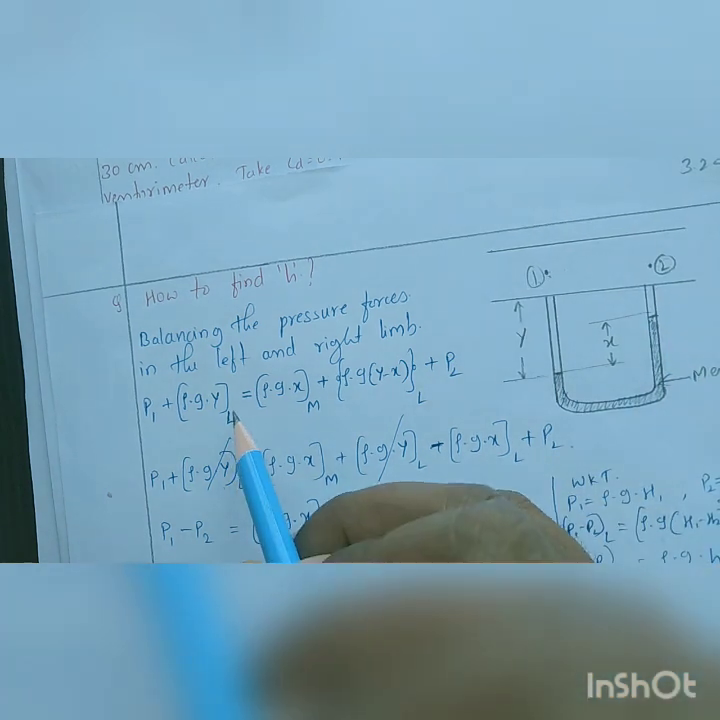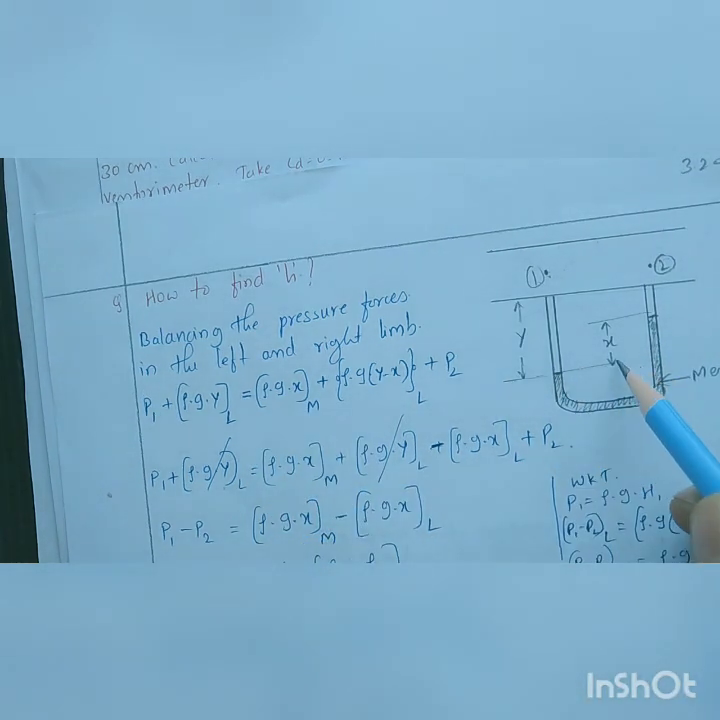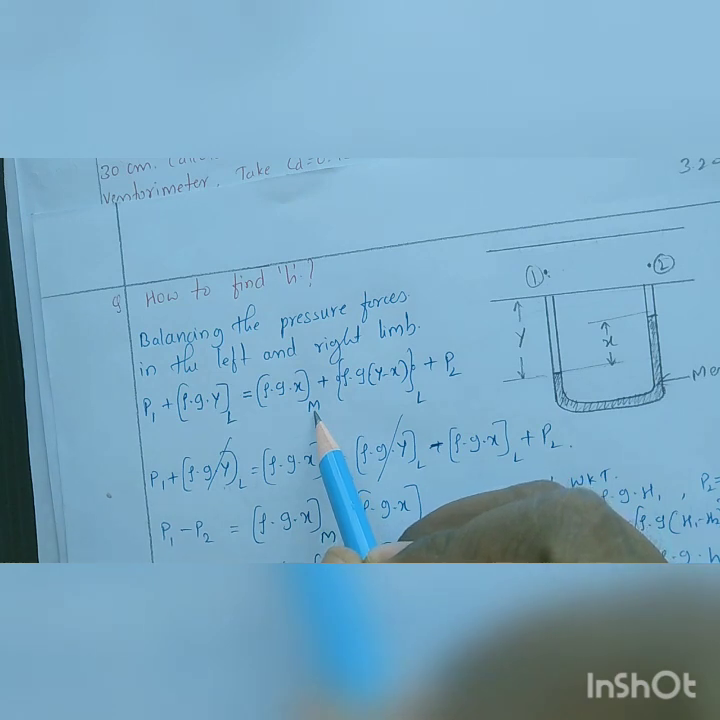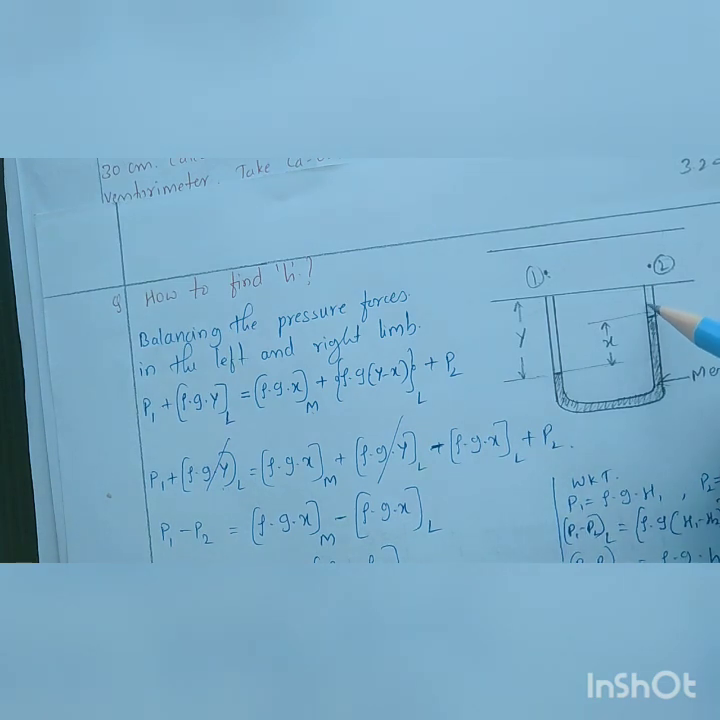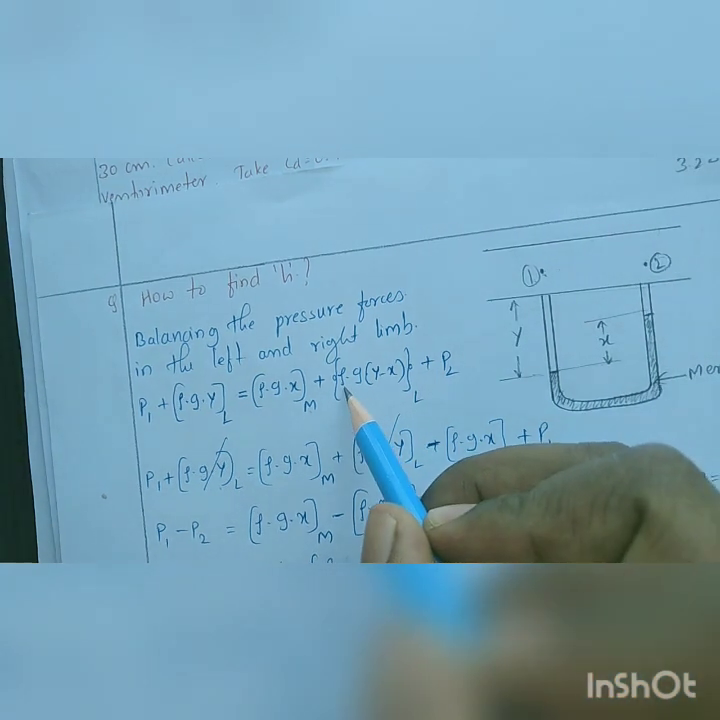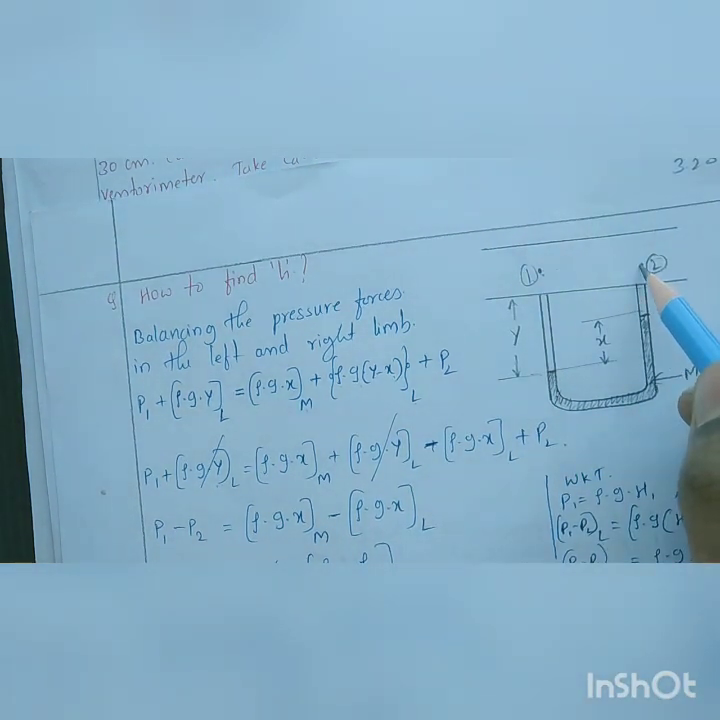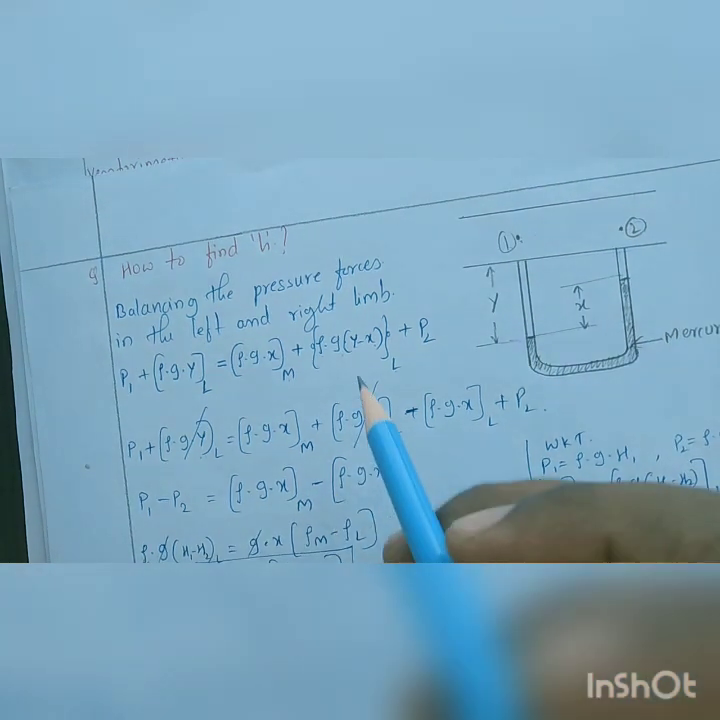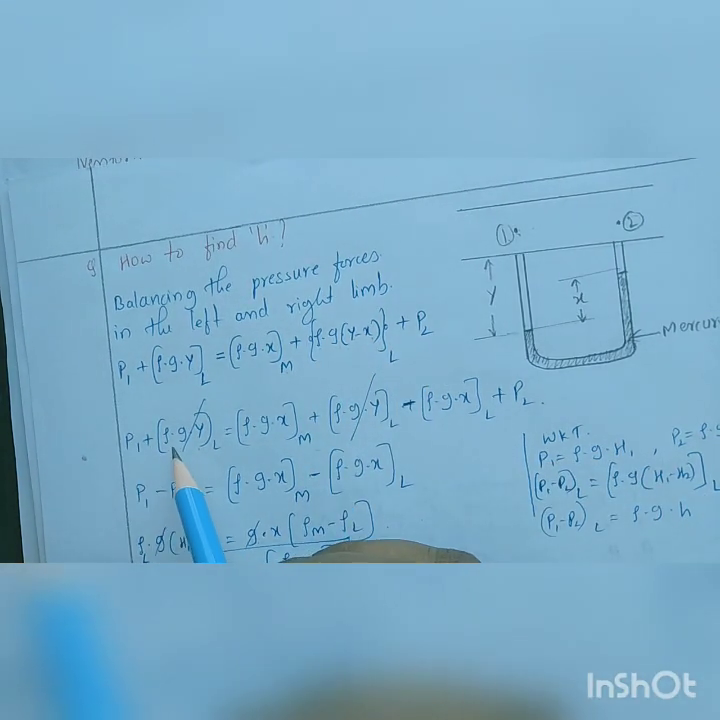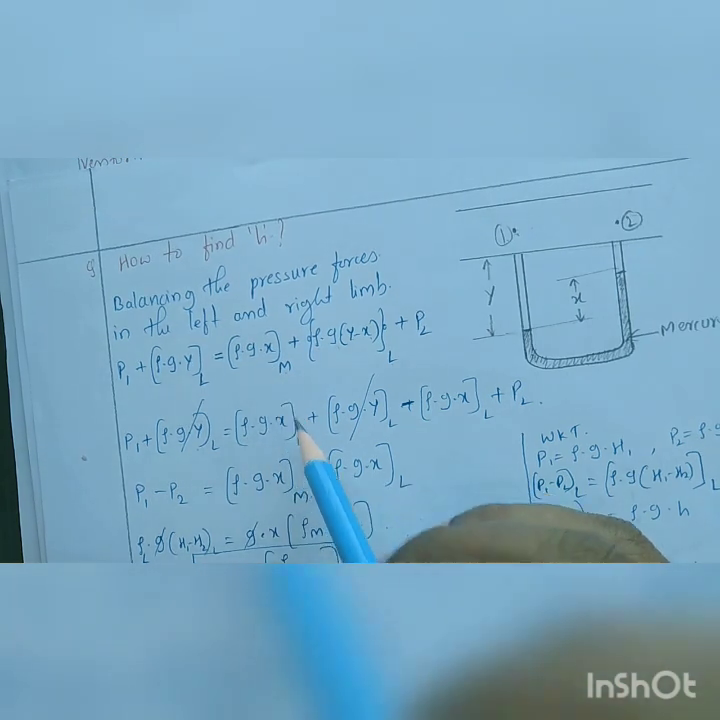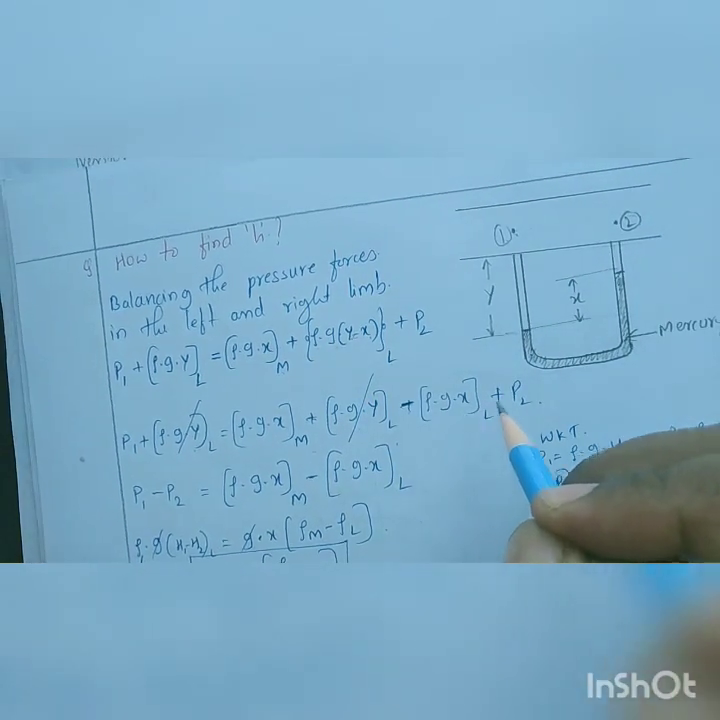So it is equal to, or you can take it as minus, the right limb: rho g x of mercury. Here suffix m refers to mercury and L refers to any liquid. Plus this liquid height, that is y minus x, so rho g into (y minus x) for the liquid, plus the pressure at 2. Now multiplying rho g inside, we get P1 plus rho g y of liquid plus rho g x of mercury plus rho g y for liquid minus rho g x for liquid plus P2.